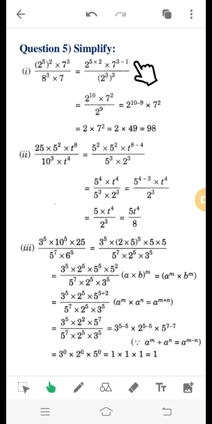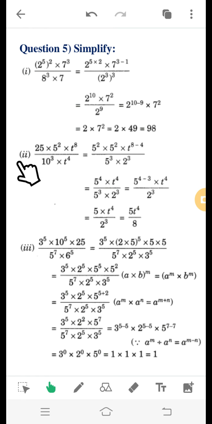Here 3 minus 1, so 7 raised to 2, and 3 3s are 9, so 2 raised to 9. Now 2 raised to 10 and 2 raised to 9, that is in the division form, so 2 raised to 10 minus 9 multiply 7 raised to 2. So it's 2 multiply 7 raised to 2, 7 7s are 49, so 2 multiply 49 is equal to 98.